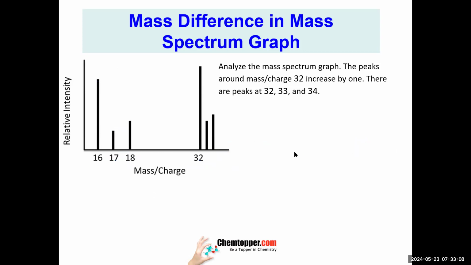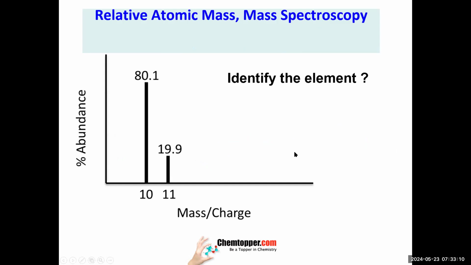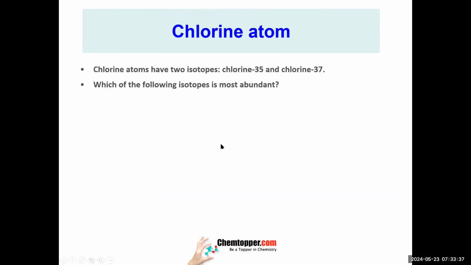Another question. Okay, let's do it fast. Identify the element. Okay, that's good. It's boron. Why? Because the most abundant signal is of 10. So the atomic mass will be slightly higher than 10, and that is boron. So these types of questions will be there in your exams.